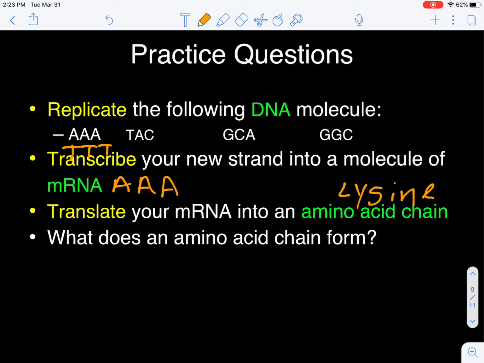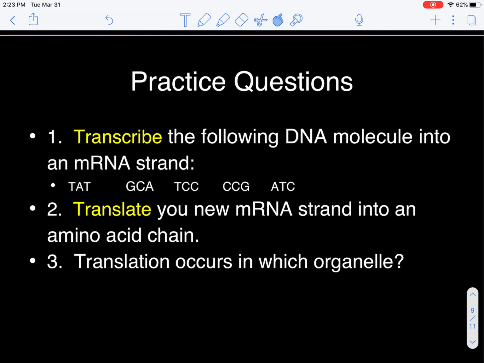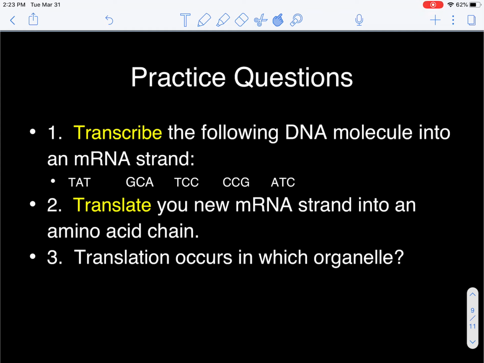So you're going to do that for each codon, each triplet. And then you're going to say, what does an amino acid chain form? So I kind of did the first example for you. Then you have other practice questions, and I want you to keep doing this. I know it seems like a lot of work, but the more practice you have on replicating, transcribing, and translation, the easier this will be for you when we do other work.